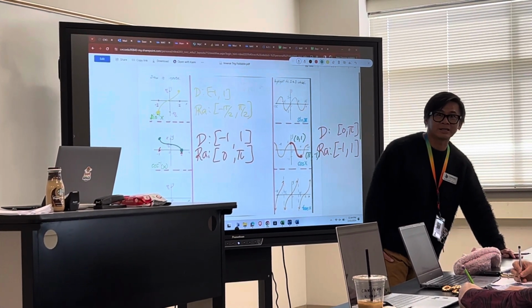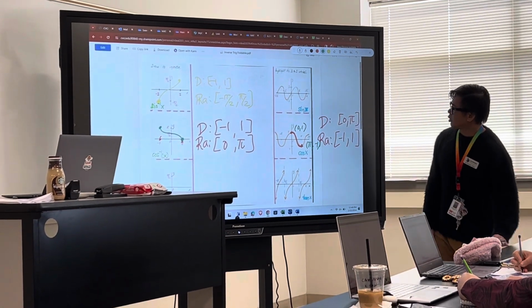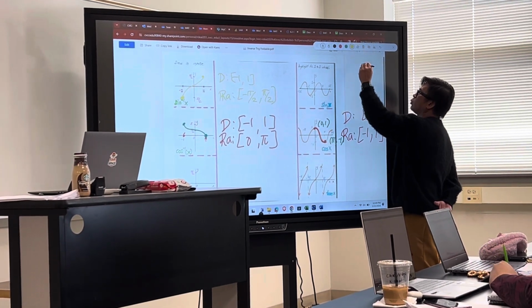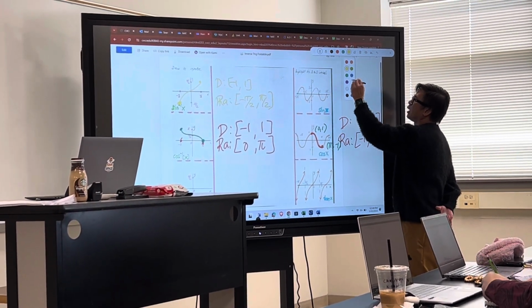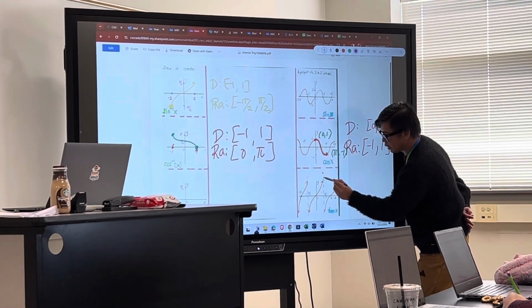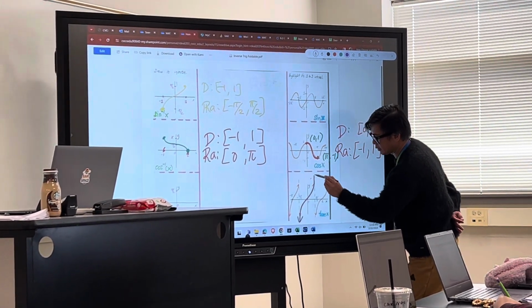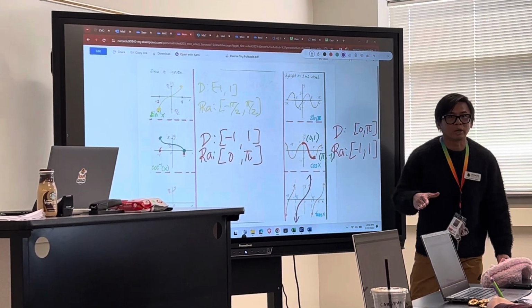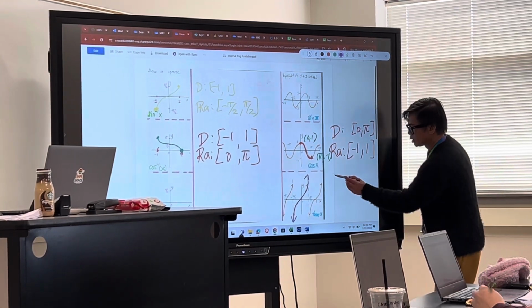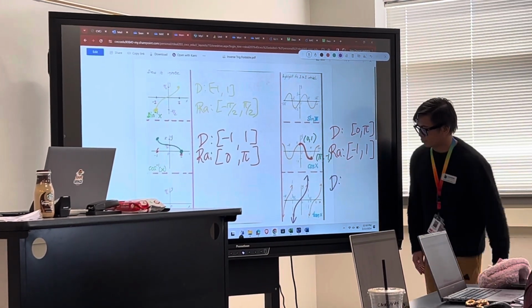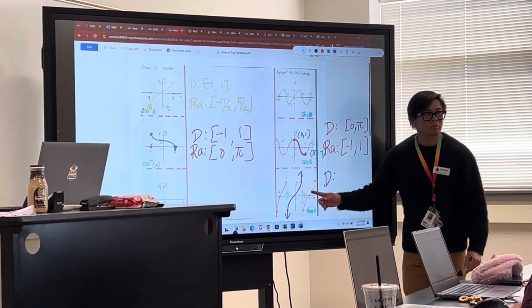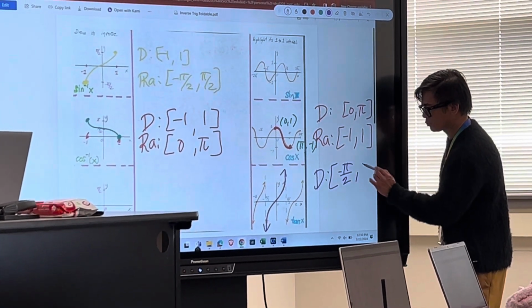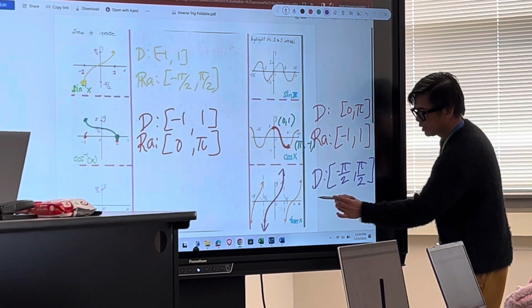Are we good? And the last one is for tangent. How do we consider making tangent 1 to 1? What part of the graph do we consider? Well, we can consider just this part of the graph. If you draw any horizontal line there, it will cross once, so it's 1 to 1. Now what do you think is the domain? Negative pi over 2 to pi over 2. Very good. What do you think is the range for that?